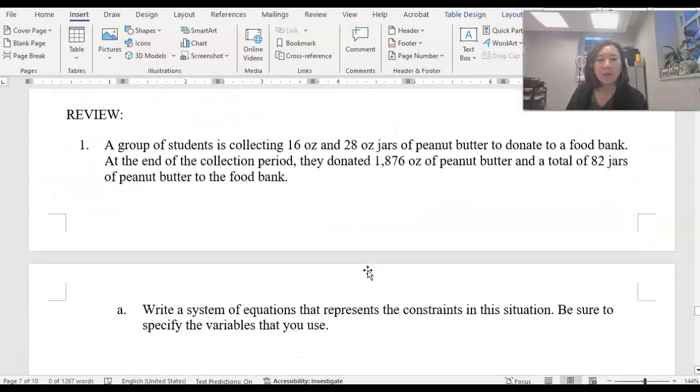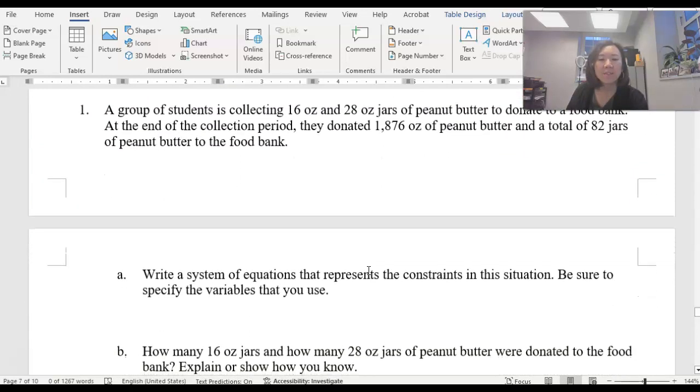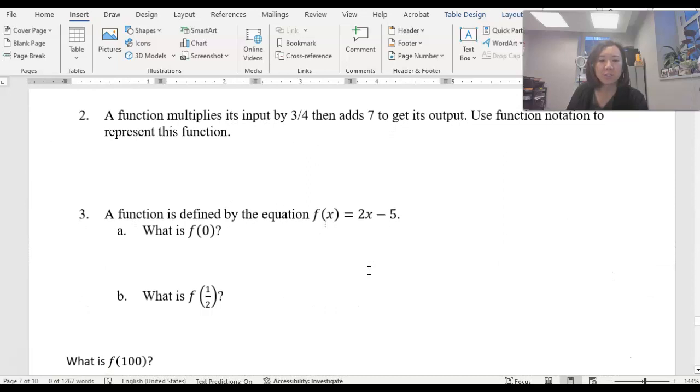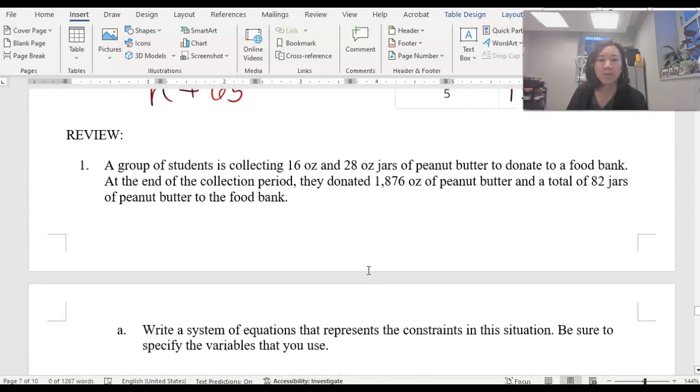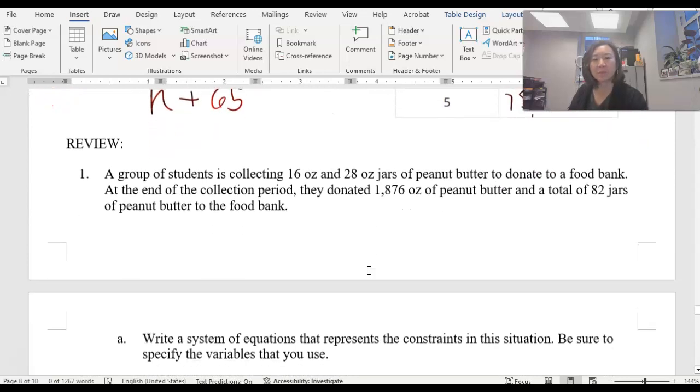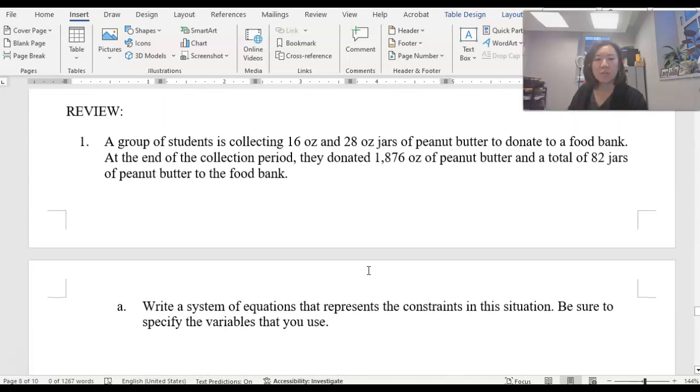All right, so we have a couple of reviews. This is a review of systems of equations and then a review of functions. So let's take a look first at this review of systems of equations. So you have 16 and 28 ounce jars, and they donated 1,876 ounces of peanut butter.